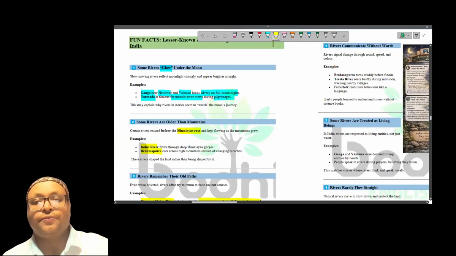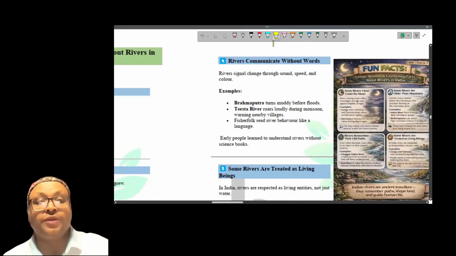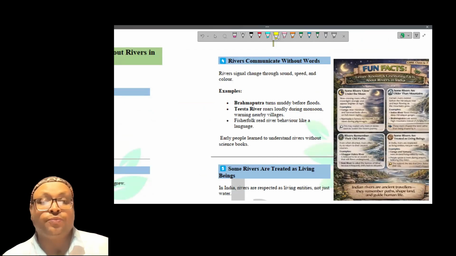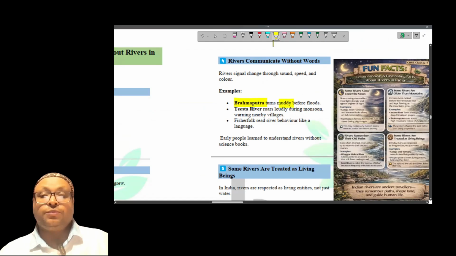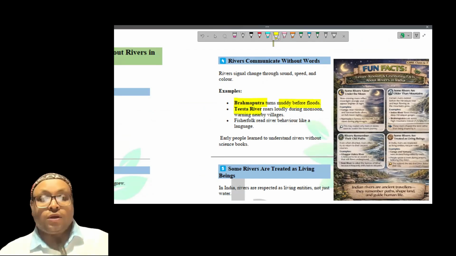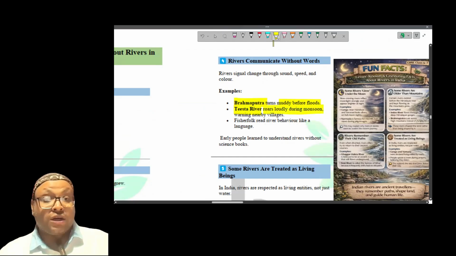Look now, rivers can also communicate without words. The Brahmaputra turns muddy before floods. The Teesta River of West Bengal roars loudly during the monsoon, warning the nearby villages. So there are certain behaviors in the rivers.